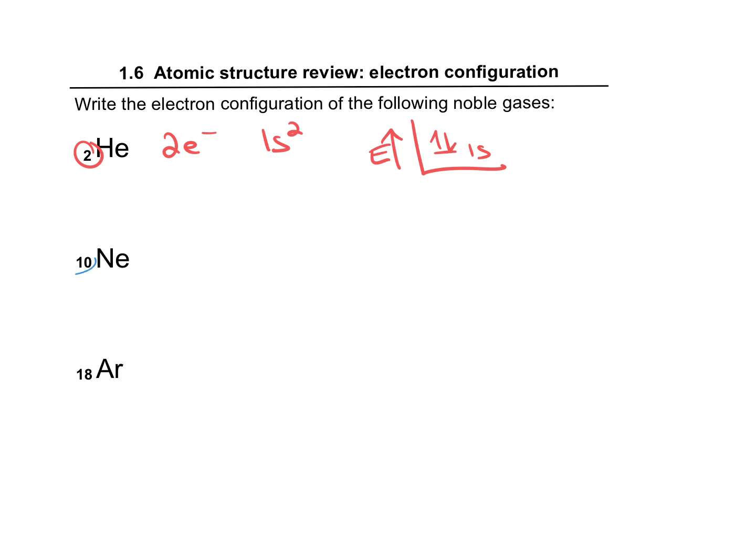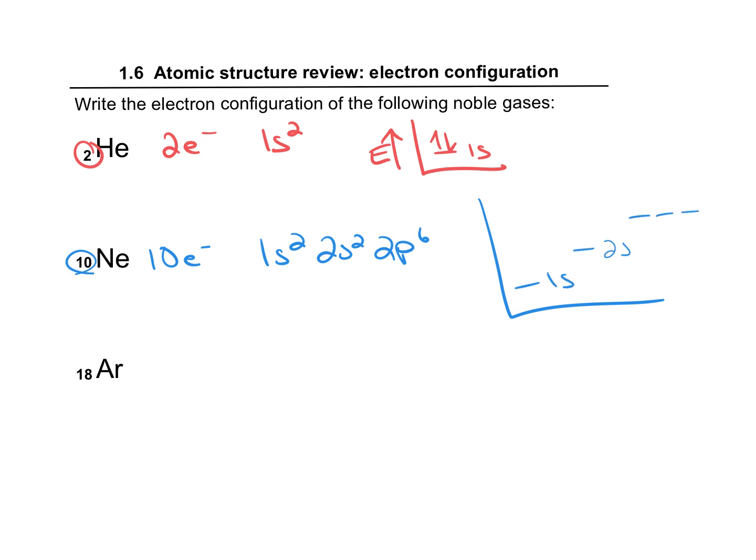Our next example, neon, we have 10 electrons. So this will have the electron configuration 1s2, 2s2, 2p6. So here's our 1s, 2s, 2p, 1, 2, 3, 4, 5, 6, 7, 8, 9, 10.